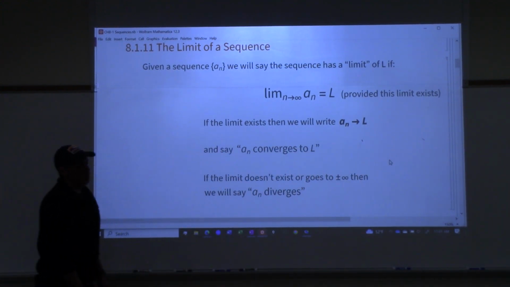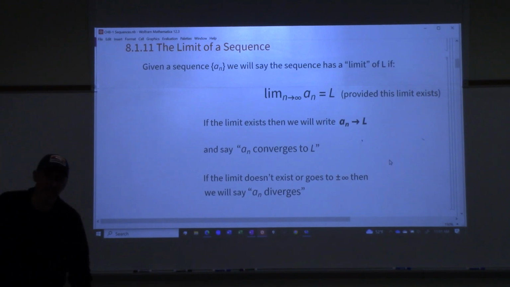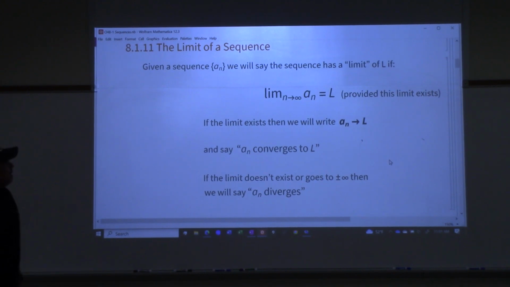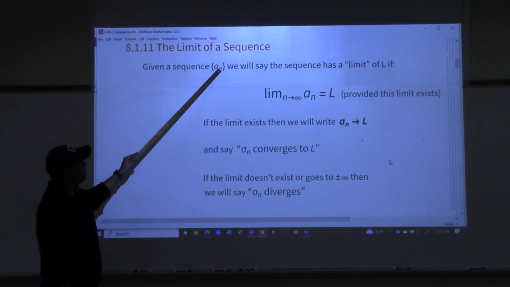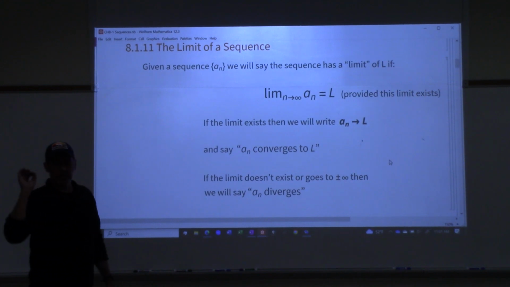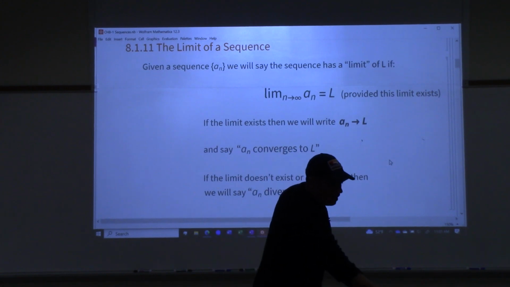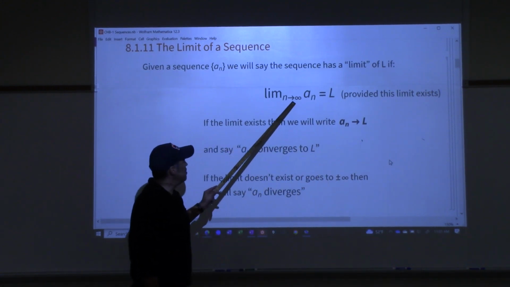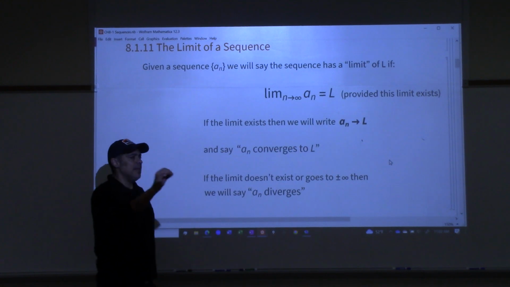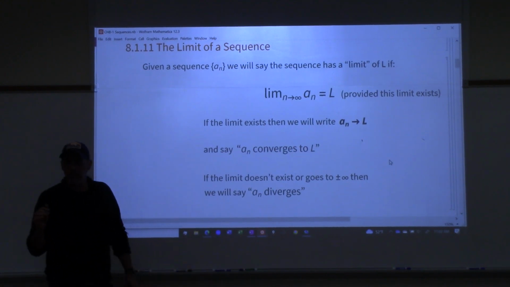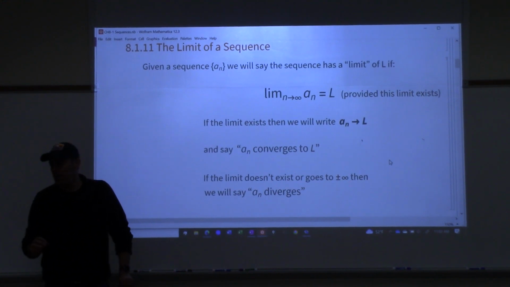So the main idea from last class, towards the end, was the limit of a sequence. If we have the formula for a sequence and we want to know what happens to it as you keep going out forever, then we take the limit of that sequence as n goes to infinity. If that limit gives us a number L, then we say that the sequence converges to L. And if it doesn't go to a number, if it does anything other than going to a number, then we say that the sequence diverges.